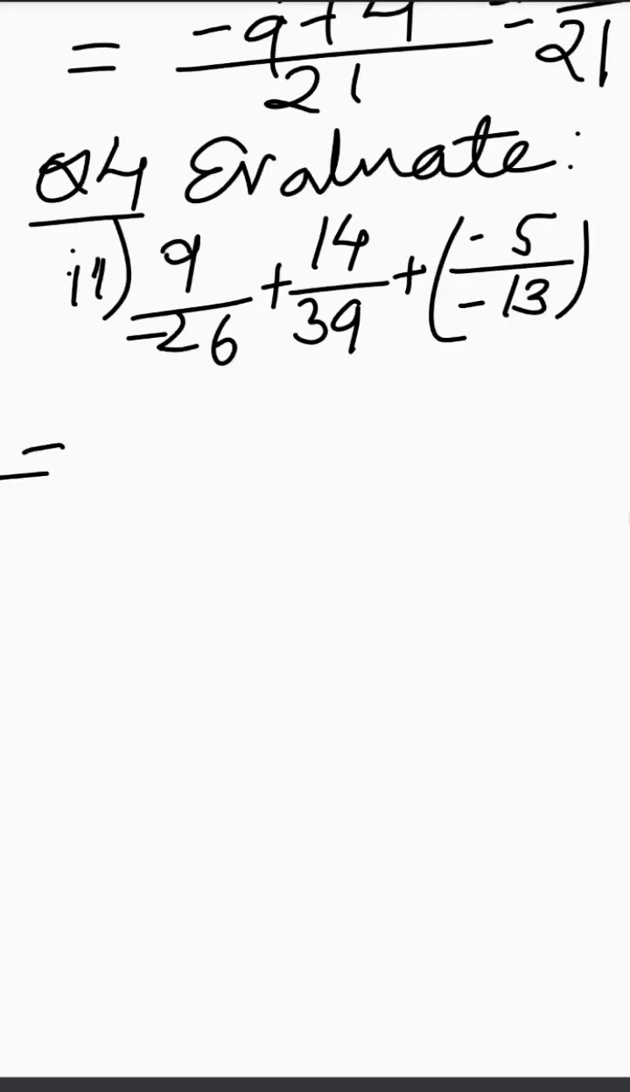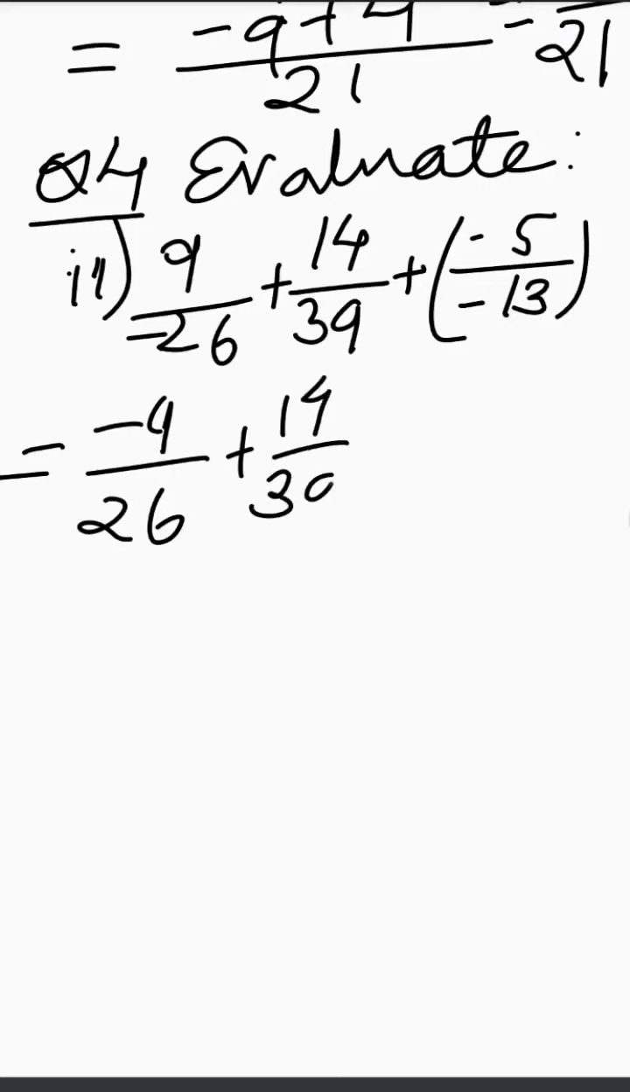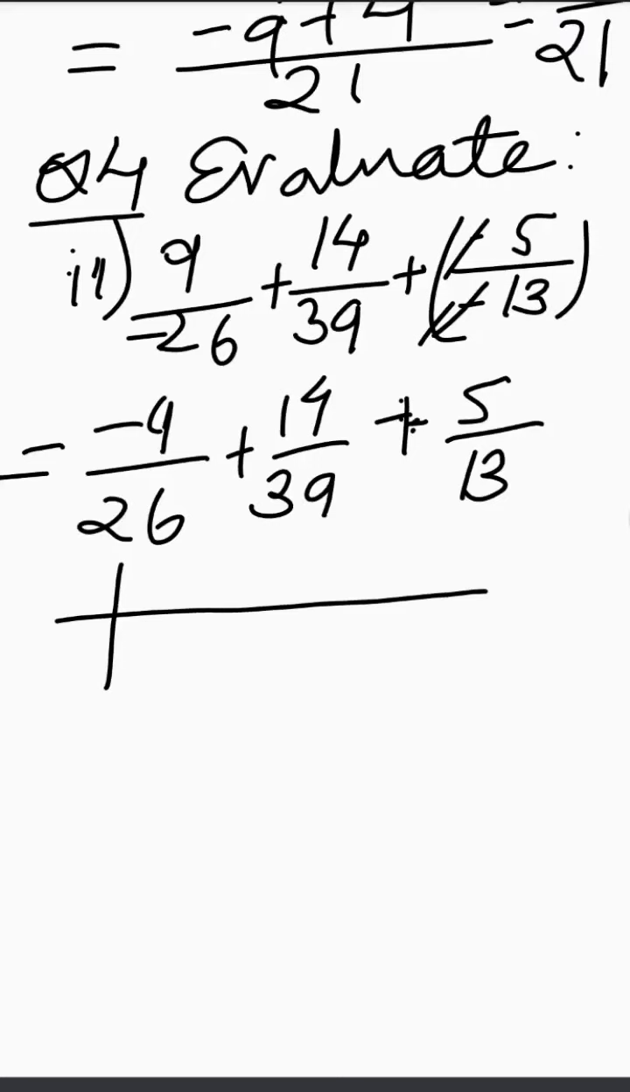Here as it is minus, direct we will write here minus 9 by 26. It is already positive 13 by 9, and again this minus gets cancelled, and what is left now? Plus 5 by 30. Okay, now you have to find what? LCM of 26, 39 and 13. So what is LCM? Let me explain one more time.